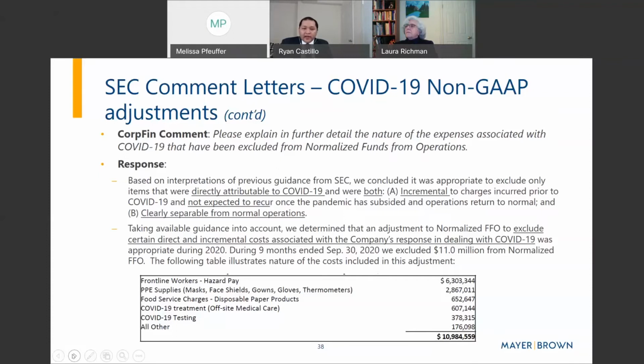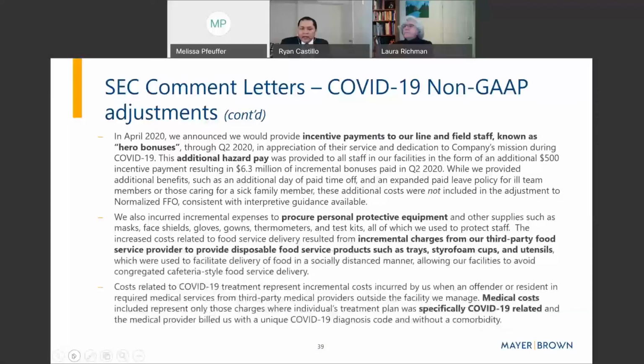They then proceeded to itemize the components of the COVID line item expense, as you can see here, including hazard pay for frontline workers, costs for procuring PPEs like masks, face shields, and COVID tests. They then showed how each item satisfied the guidance.